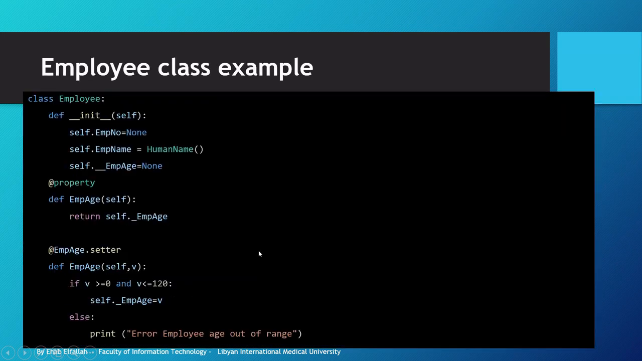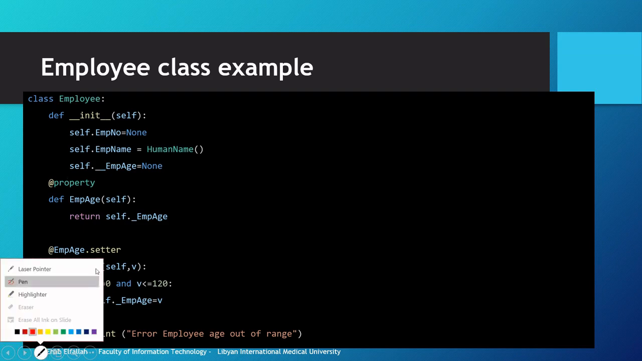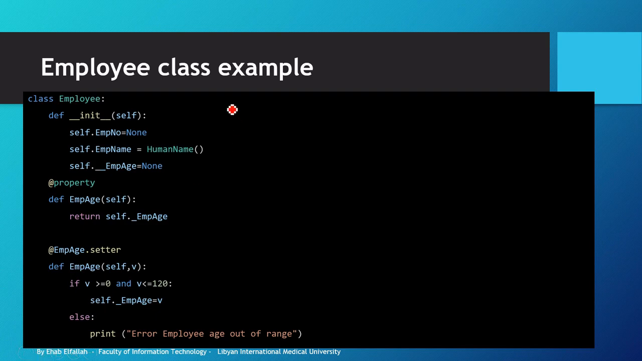So if we go to the employee example, the employee class that we created before. Here I will make a pen. We have the employee class, and we have employee number as none, and we have employee name from a human name type. This creates an instance from another class, and we have self dot employee age equal to none. This is a private attribute that we create so we can use it only inside the class.